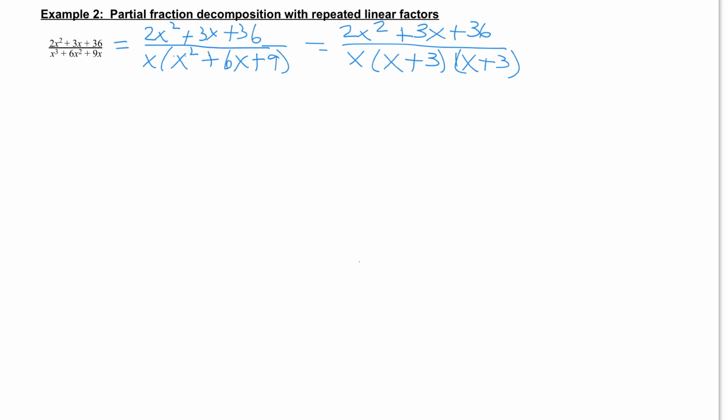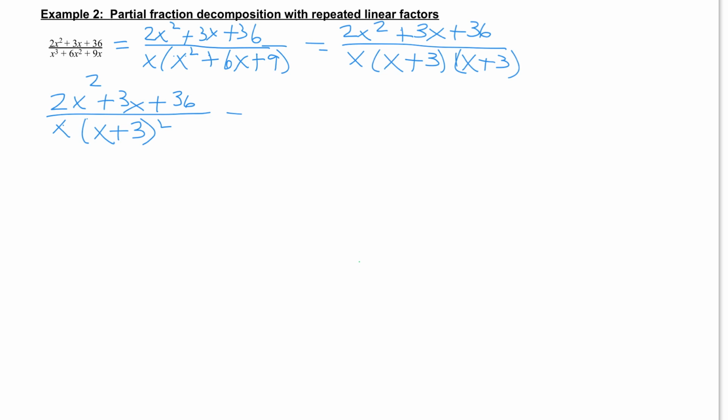So if I rewrite this, I can look at this x plus 3 is actually to the second power. So I'm going to rewrite it as the following. I have 2x squared plus 3x plus 36 over x times x plus 3 to the second power. This just helps me recognize that this is a linear factor that's repeated. So here's how I'm going to rewrite it.